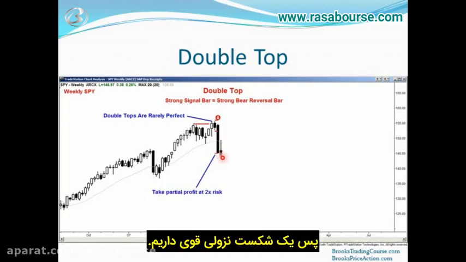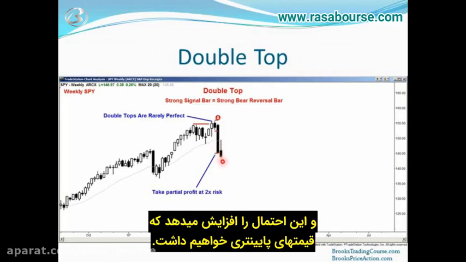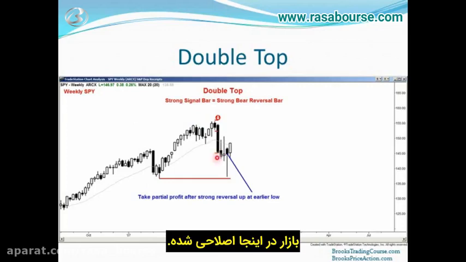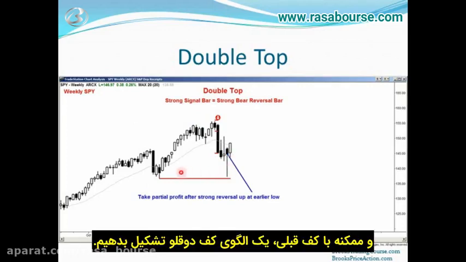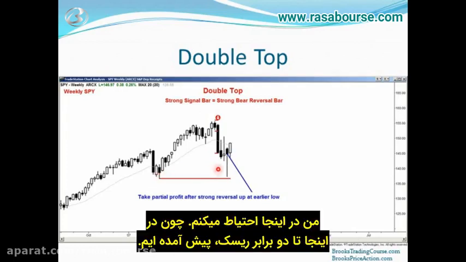bar. So you have a strong bear breakout, and the next bar is a bear bar. That confirms the breakout, and it increases the chances that there'll be lower prices. We're going sideways here, and we might be double bottoming with this earlier low. And to me, I would be cautious in here.